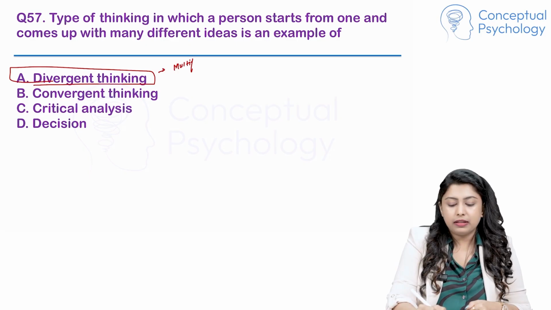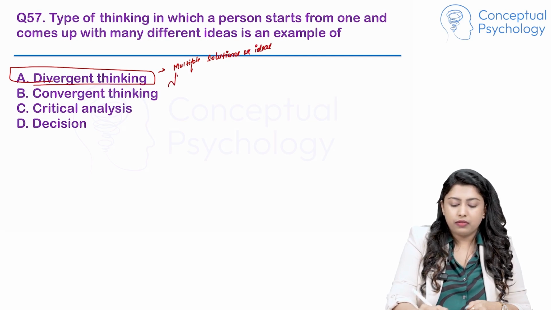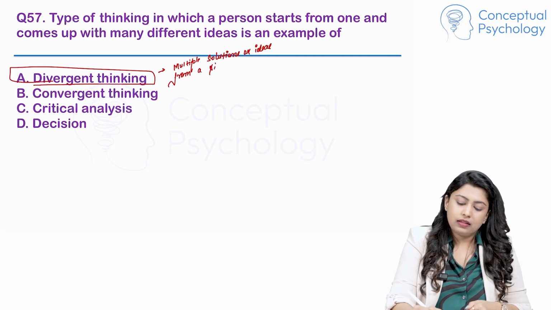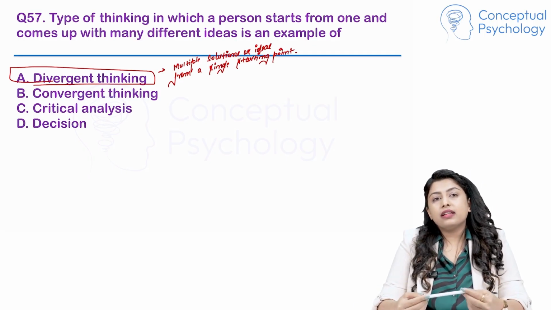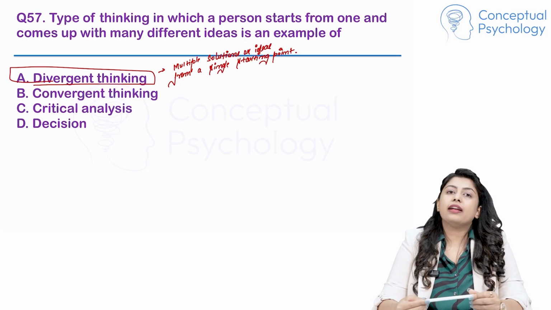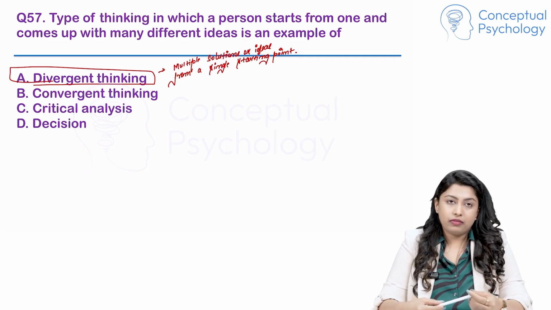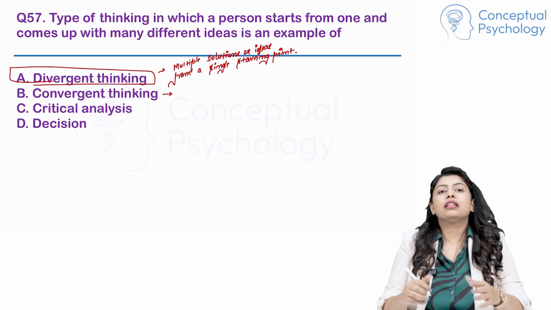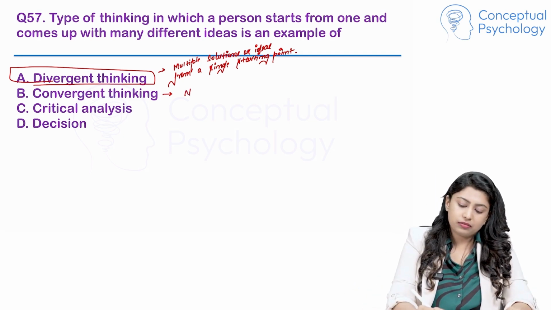So, here multiple solutions or ideas from a single starting point. It is characterized by flexibility, fluency, and originality in thinking, and it is often associated with creativity and problem solving. What is convergent thinking? It involves narrowing down multiple ideas to find the single best solution.